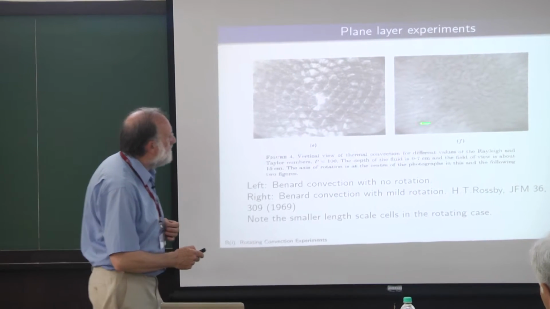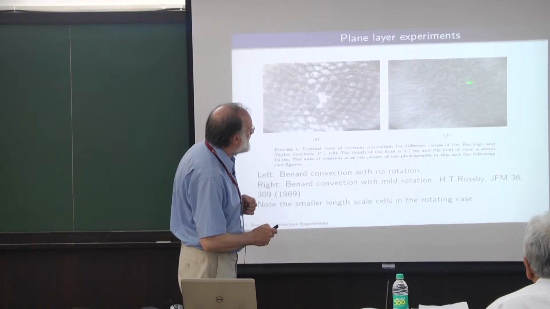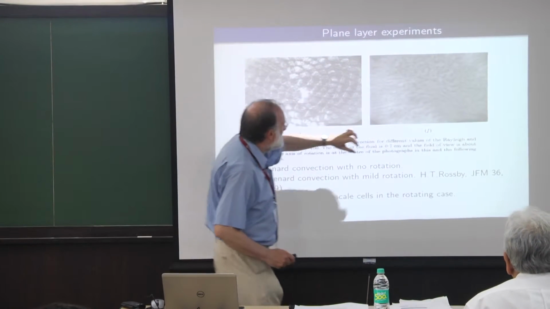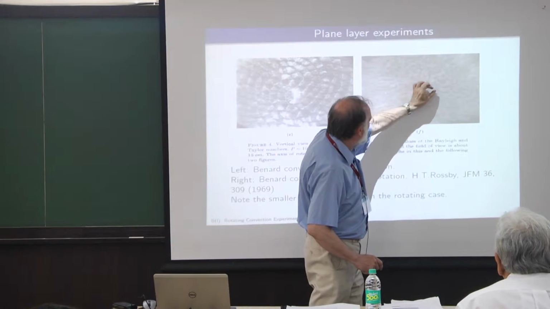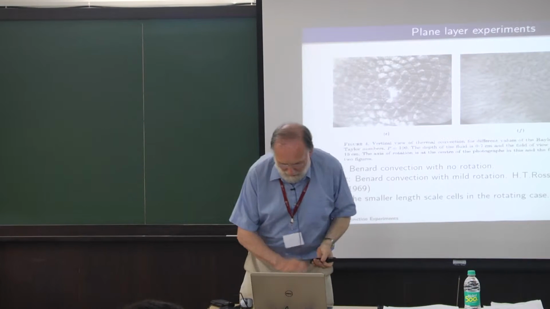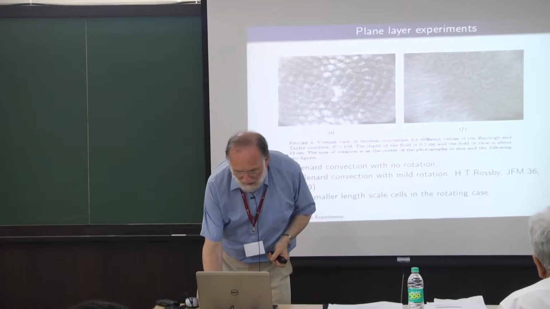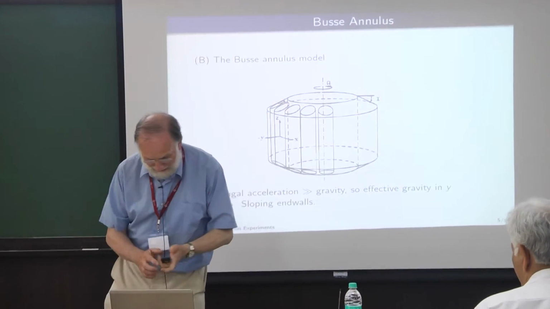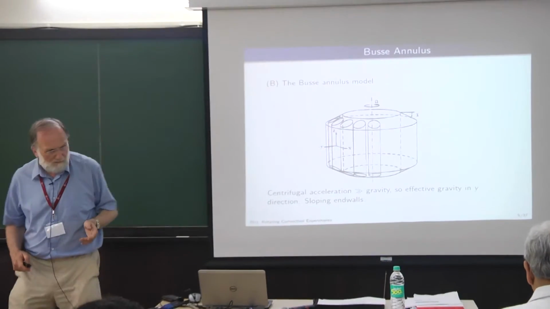You can see straight away that the length scales have shortened. Here you've got quite decent sized length scales, here you've got quite a lot of rather small length scales, and that's a feature that we'll see of the effect of rotation: smaller length scales in the rotating case. So the plane layer is one big model.